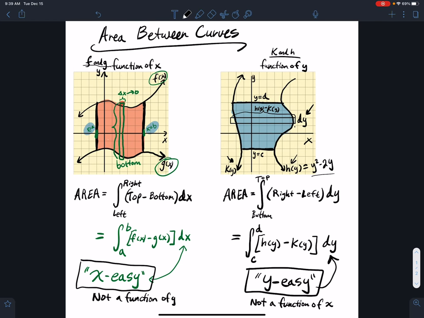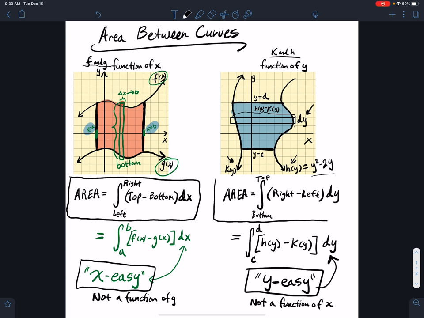So these formulas right here are about as general as you can get. You need to understand these and memorize them. Okay? You need to fully understand what's going on with those two formulas right there.